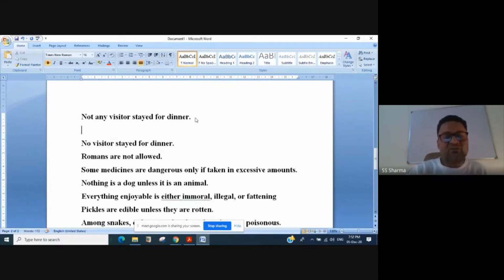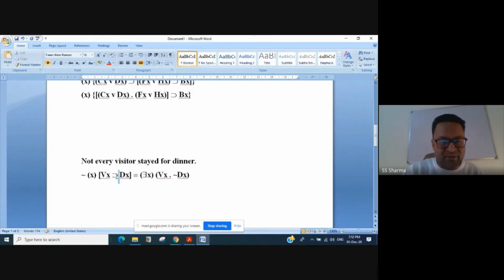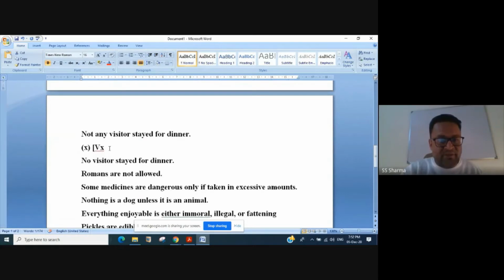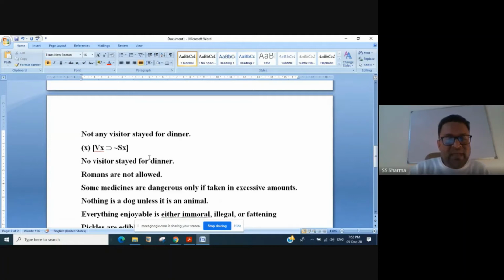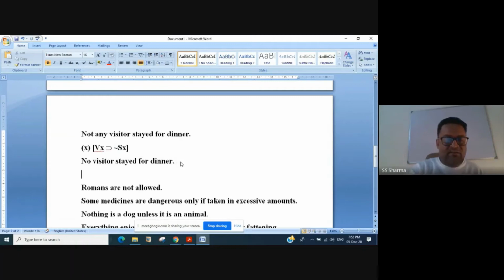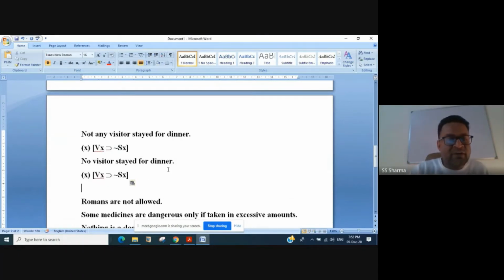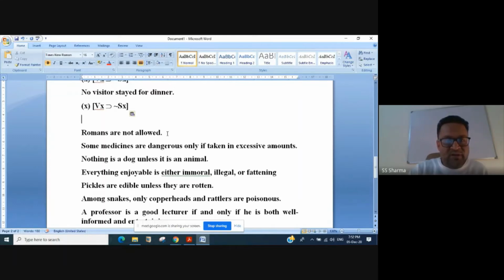Now, the next question says that not any visitor stayed for dinner. It clearly denies that any visitor has stayed for dinner. So it precisely says for all x, if x is a visitor, then x has... okay, I will take the implication sign from here. So if x is a visitor, then x has not stayed for dinner. So this is just like an E proposition. And the same symbolization goes for this kind of expression as well, which says no visitor stayed for dinner. So both of them are equivalent expressions. So this is something which we also understand.